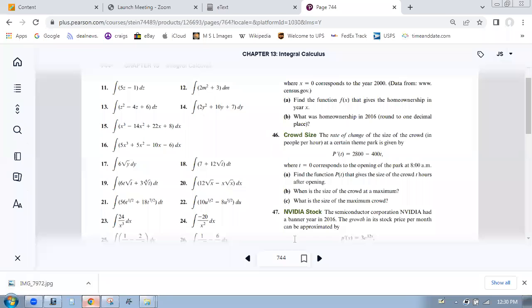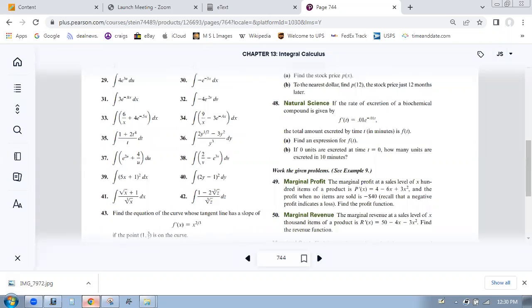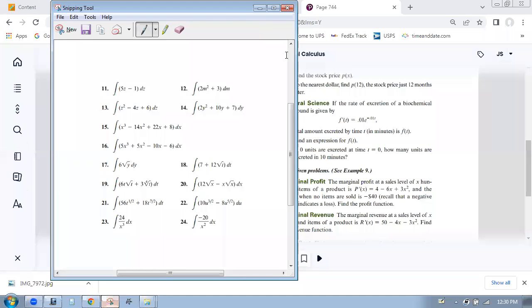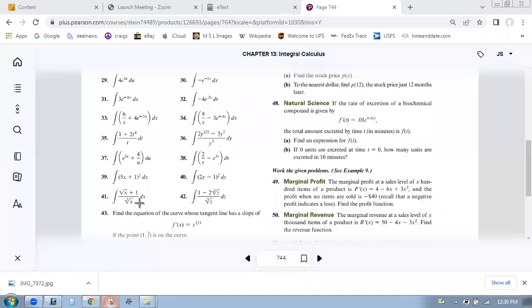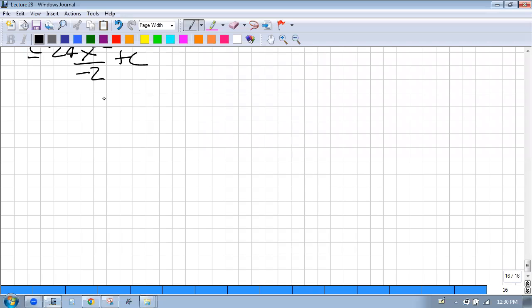All right, let's look at some of these word problems. Well, we could do some of these down here. These look a little bit better. Some honorable mentions down here. Let's do like these two.